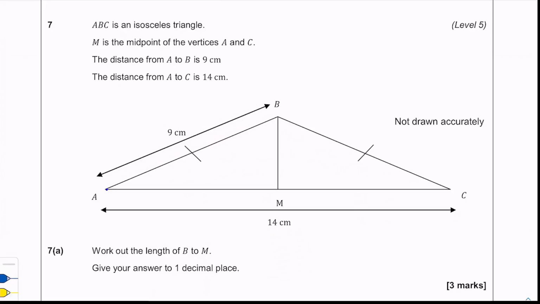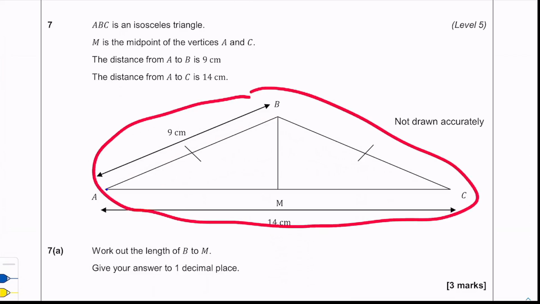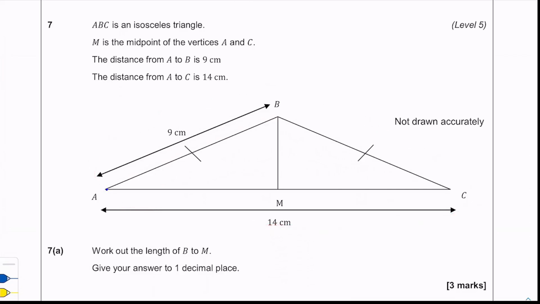Question 7 takes Pythagoras' theorem a bit further. This question is a bit more complicated because the diagram isn't as simple as your standard right angle triangle. So what are we told? ABC is an isosceles triangle. M is the midpoint, and the distance from A to B is 9 centimetres, which we can see here, and the distance from A to C is 14 centimetres. We need to work out the length of B to M.